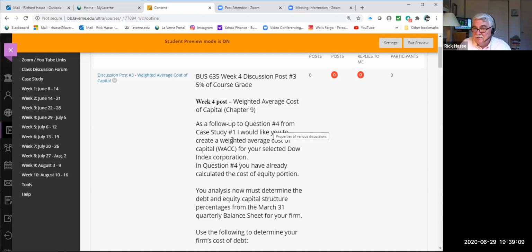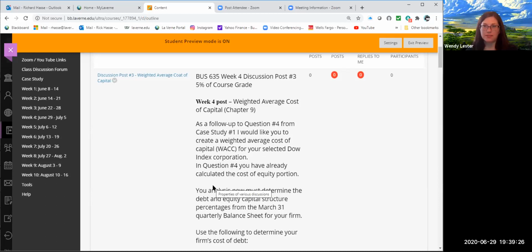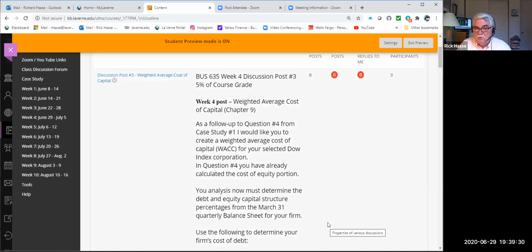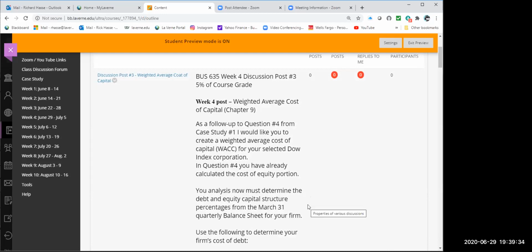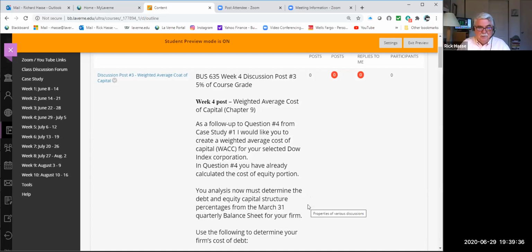from case study number 1, I would like you to create a weighted average cost of capital for your selected Dow corporation, for your company. Wendy, what company did you pick in question 4? Procter & Gamble. Okay, so Wendy will do Procter & Gamble. Joanna, what company did you pick for question 4 in case 1? Disney. So Wendy has Procter & Gamble, Joanna has Disney, and all the rest of us.